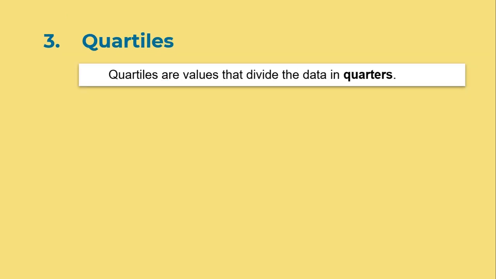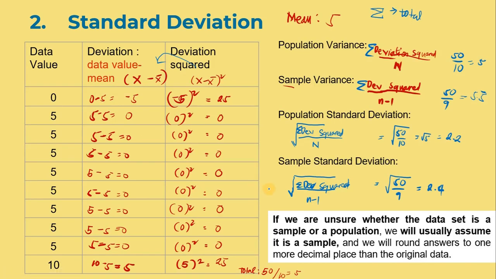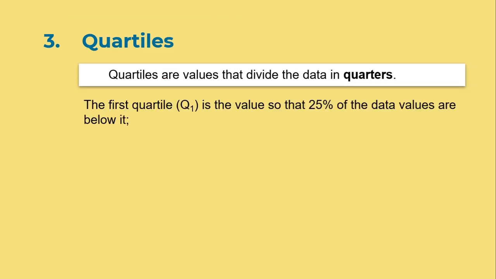Now, let's go to quartiles. We can also describe the position of those values. Quartiles divide the data into quarters. It is divided into four quarters. So, the first quartile is the value such that 25% of the data are below it.